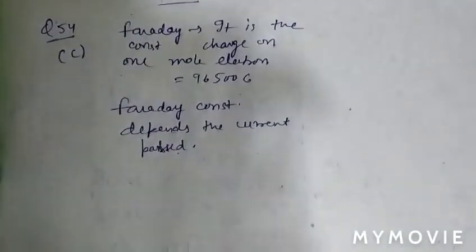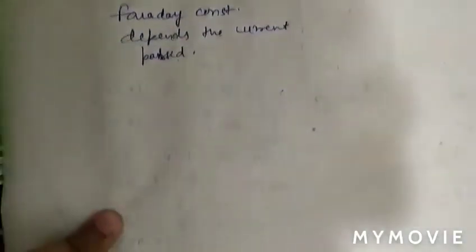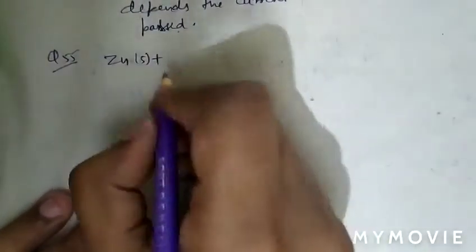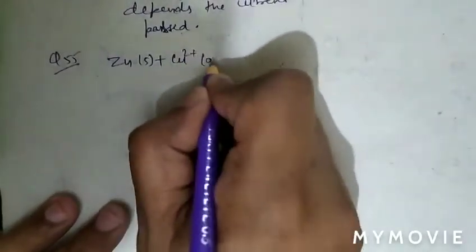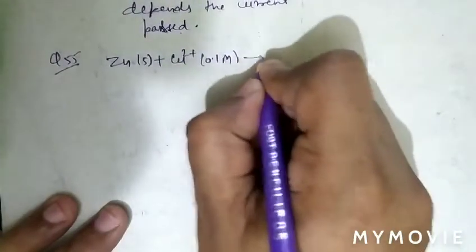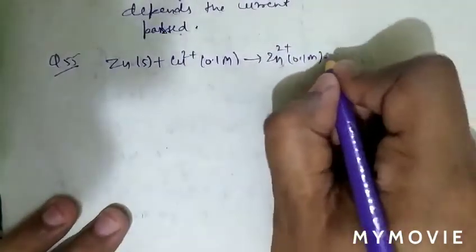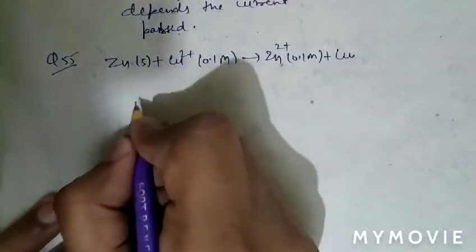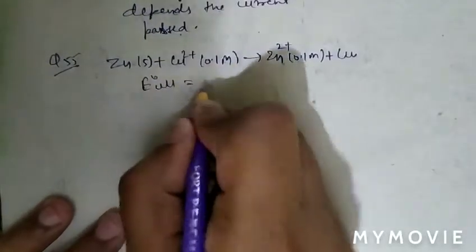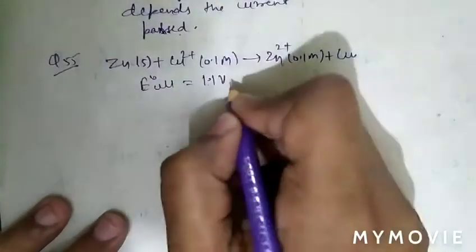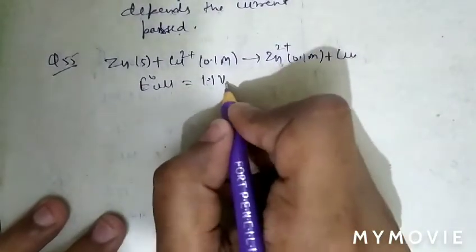See question number 55. In question number 55, what is given there? The equation is given: zinc solid plus Cu2+ with concentration 0.1 molar changes into Zn2+ with 0.1 molar concentration plus Cu. The E0 cell for this reaction is 1.1 volt. Find the E cell for this reaction.